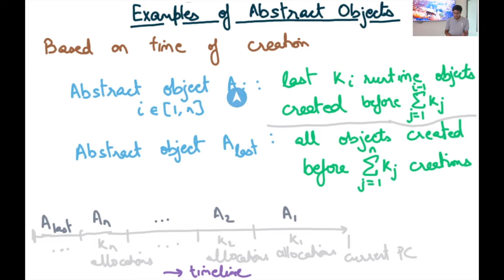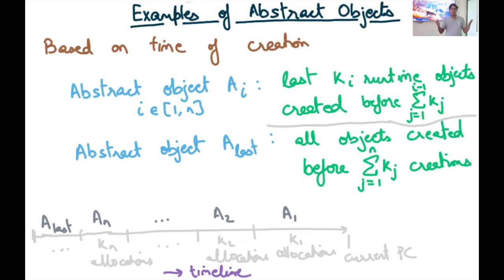For i belonging to 1 to n, Ai represents the last Ki runtime objects created before the summation of Kj from j equals 1 to i minus 1. For example, if I look at A2, then A2 represents the K2 objects allocated before the last K1 objects. Or if I look at An, then it represents the Kn objects that were allocated before all the K1 plus K2 plus up to Kn minus 1 objects allocated, and so on. And then there's an abstract object A last that represents all the objects created before all these objects were allocated, which is the summation of j equals 1 to n of Kj creations.